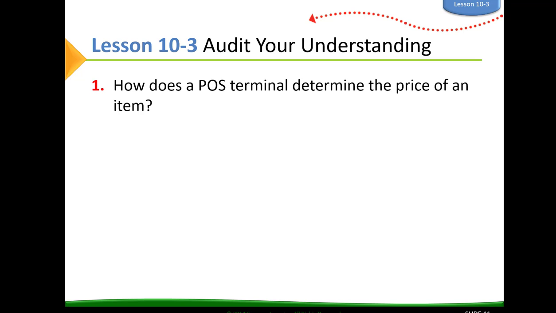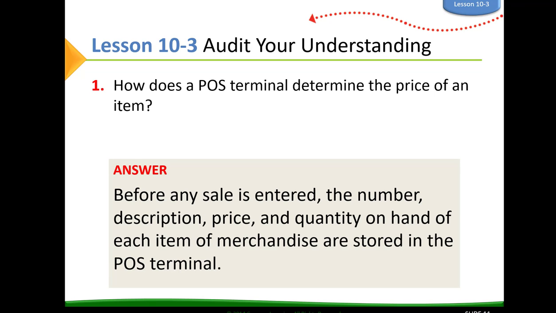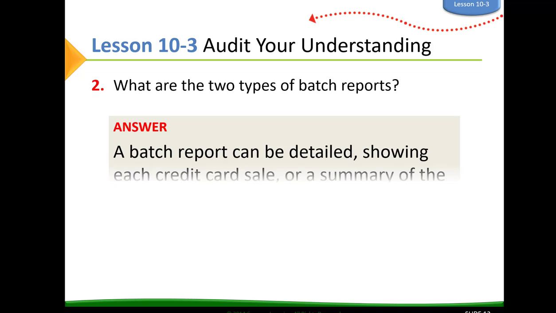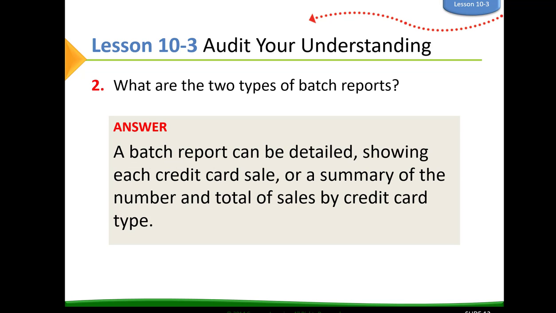The point of sale terminal determines the price on the item. Before any sale is entered, the number and description has to be on each item in the merchandise store for the point of sale terminal. And there are two different types of batch reports. The batch can be detailed, showing each credit card sale, or a summary showing the sales by credit card type.